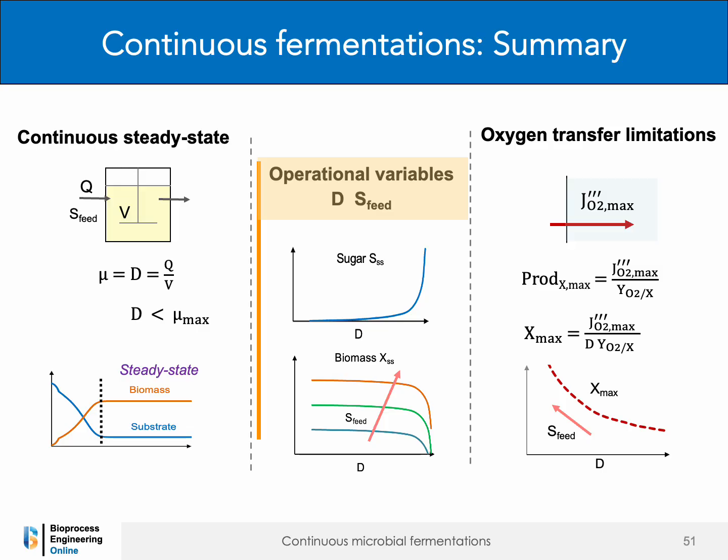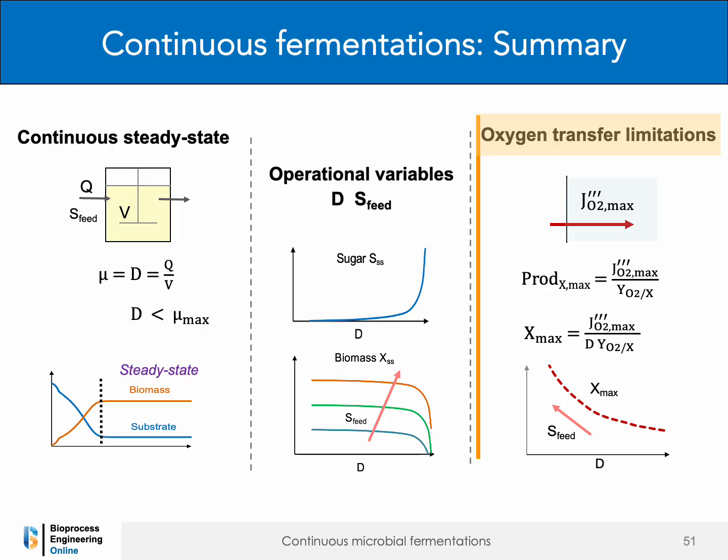Two key operational variables govern steady-state continuous fermentations: the dilution rate and the feed sugar, or carbon source, concentration. The dilution rate alone determines the residual sugar concentration in the reactor, whereas the feed sugar concentration controls the steady-state biomass concentration.